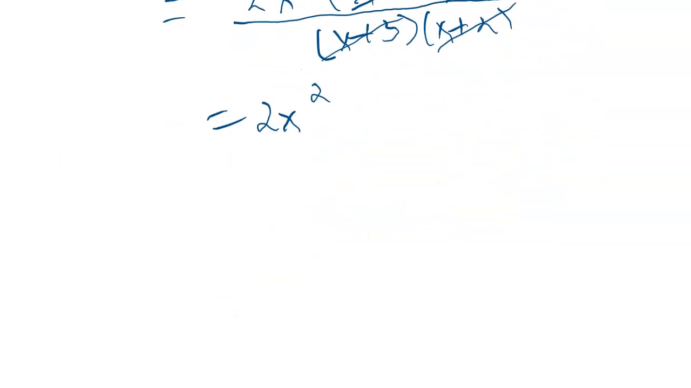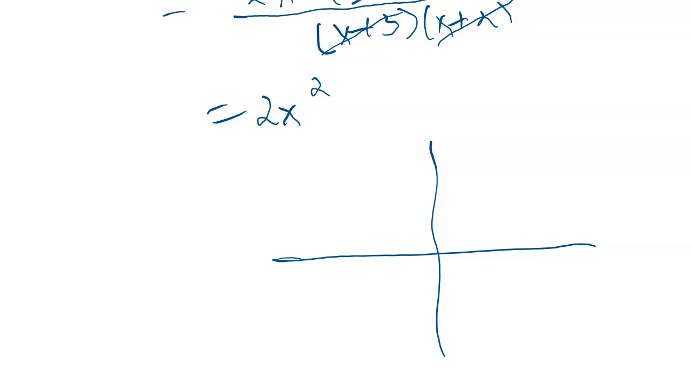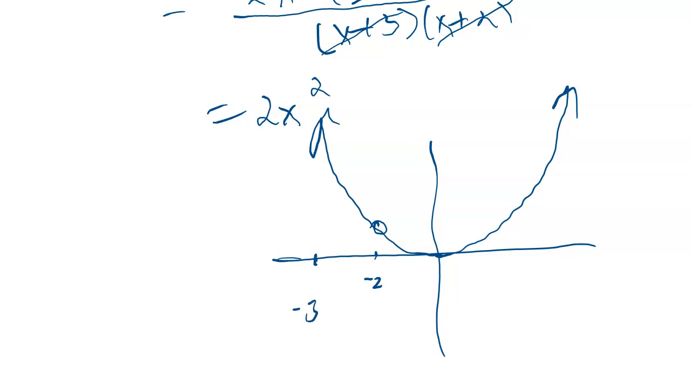It's just a parabola. I'll graph a parabola. I know how to graph that. It goes through (0, 0) and it's going to bounce at (0, 0). And then at -2, here's a hole. And at -3, here's also a hole. You can find the corresponding y value. I believe this is (-2, 8) and this is (-3, 18). That sounds right. There it is.